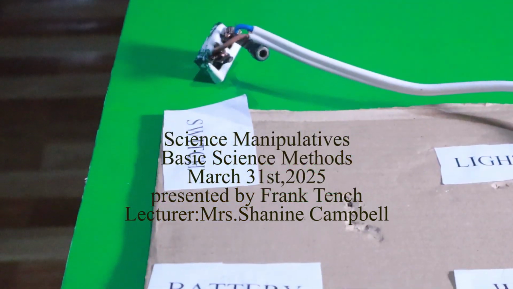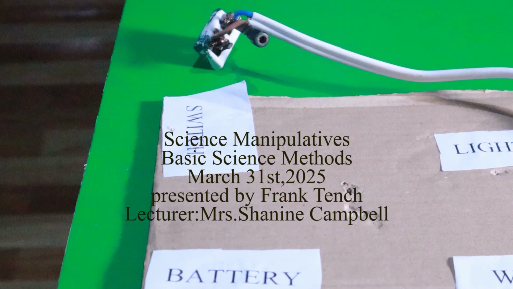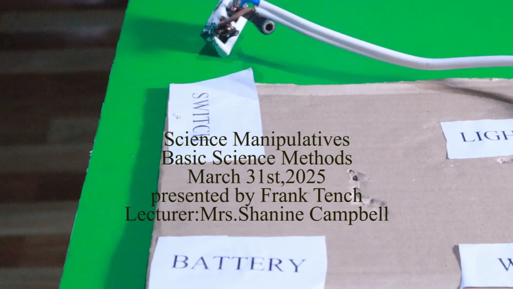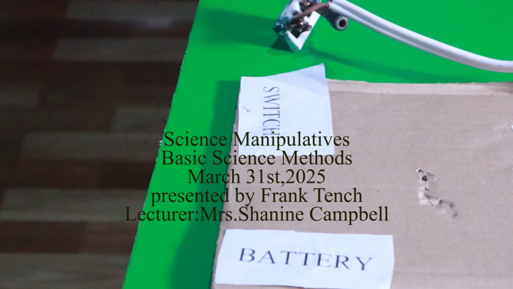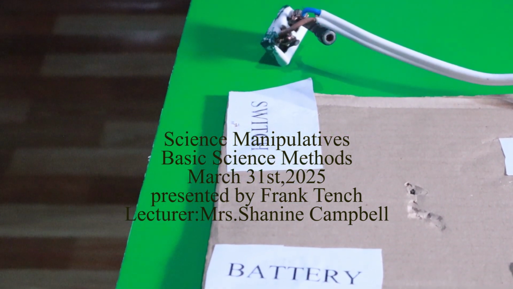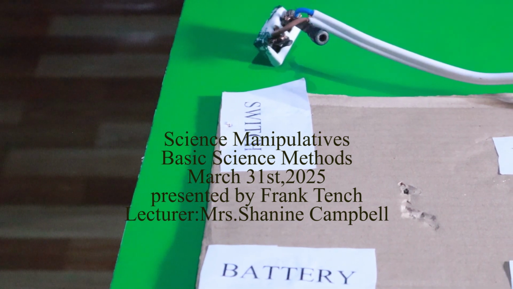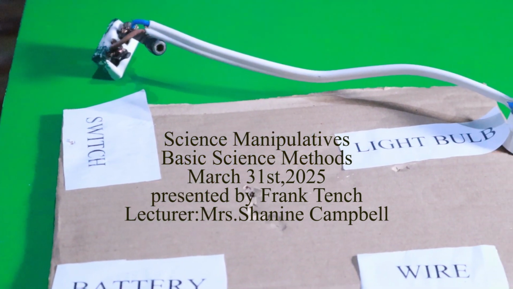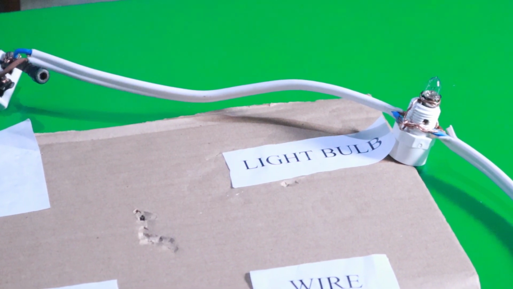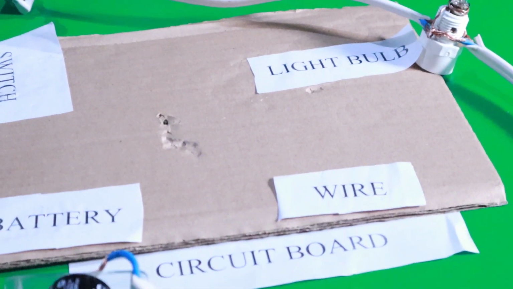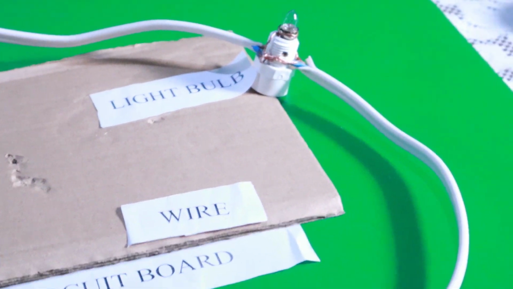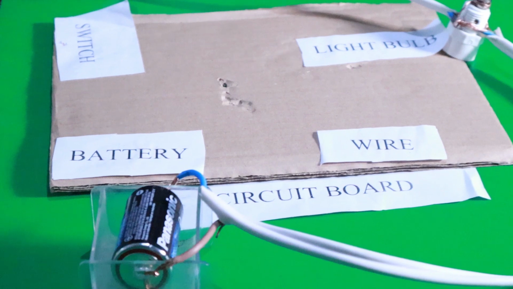Okay, this is an experiment to show how electricity flows in a circuit. On the side farthest from the screen is a picture showing the switch, and then as we turn away from the switch, the wires connect from the switch to the light bulb. From the wires where they continue, they connect with the battery.